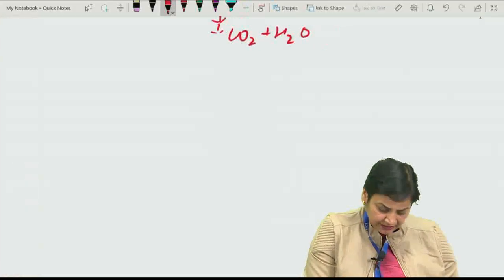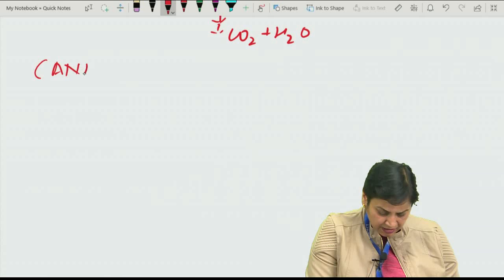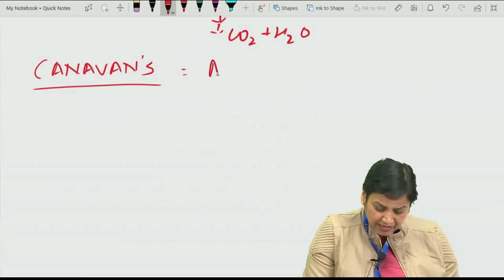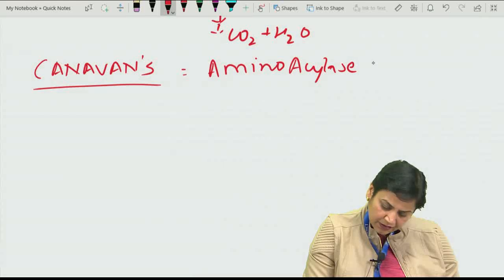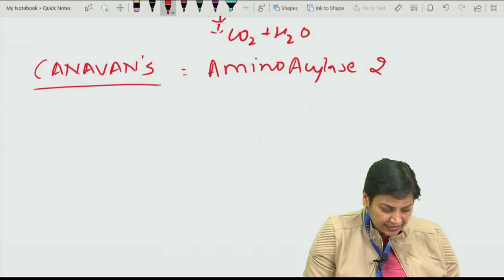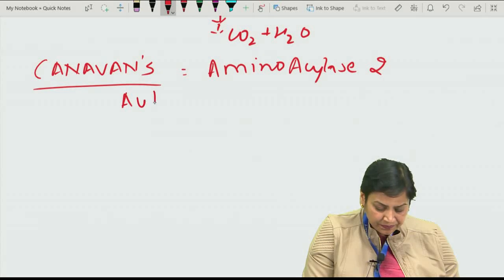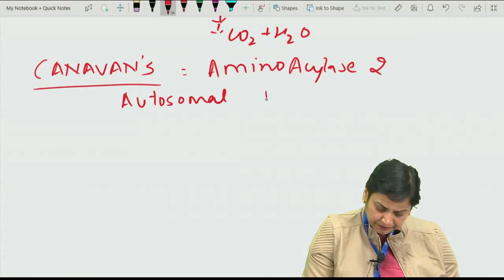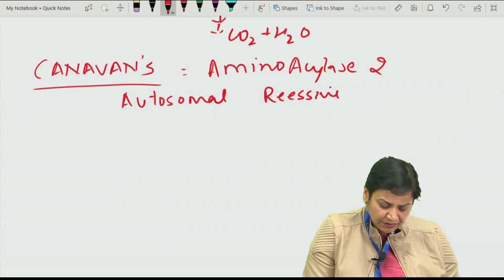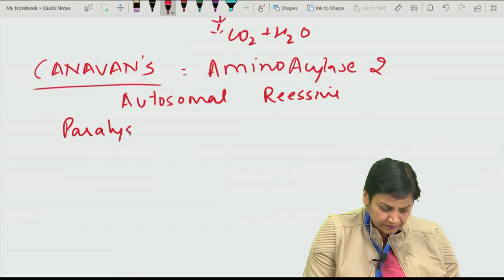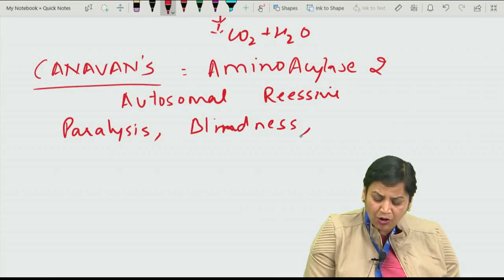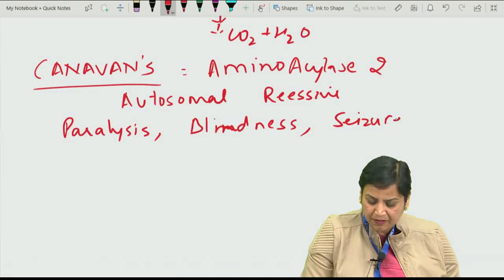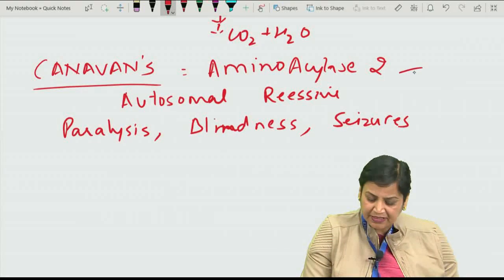This Canavan's disease is due to the deficiency of enzyme aminoacylase 2. This is again basically an autosomal recessive disorder, and the symptoms are paralysis is there, blindness, or seizures may occur. Okay, deficient enzyme is this.